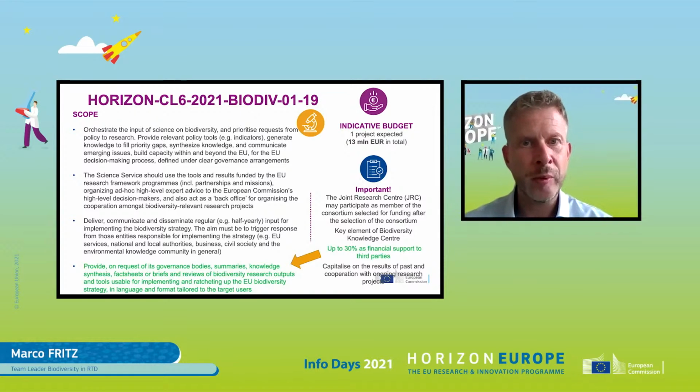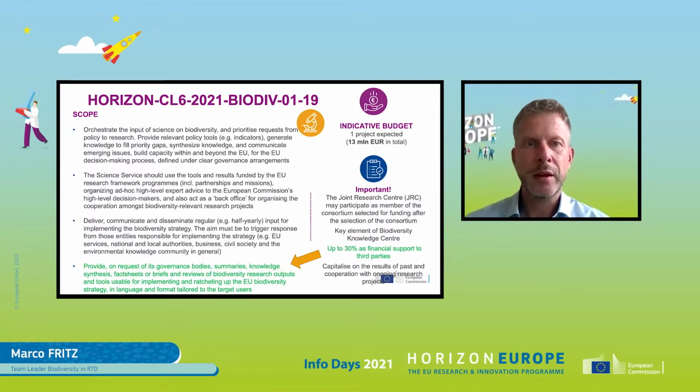It should deliver, communicate, and disseminate regular, such as half-yearly input for implementing the biodiversity strategy. The aim must be to trigger response from those entities responsible for implementing the strategy, such as EU services, national and local authorities, businesses, civil society, and the environmental knowledge community in general. It acts therefore as a kind of umbrella for similar tools and services.